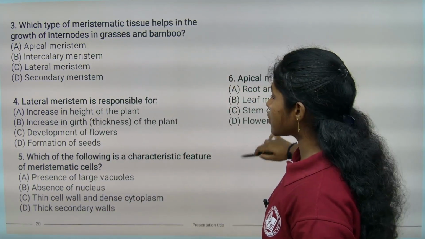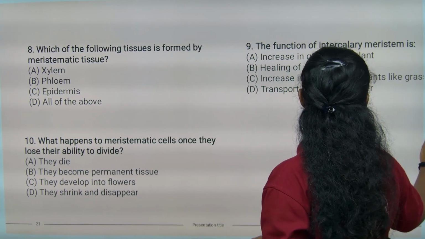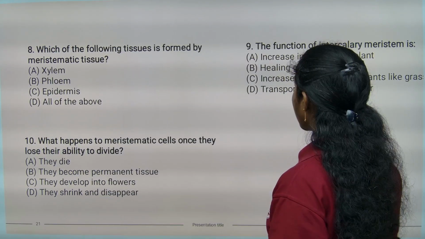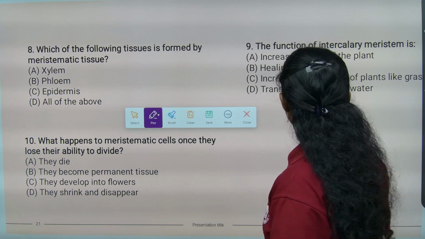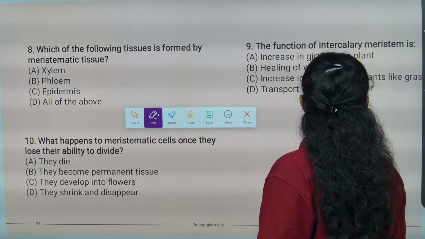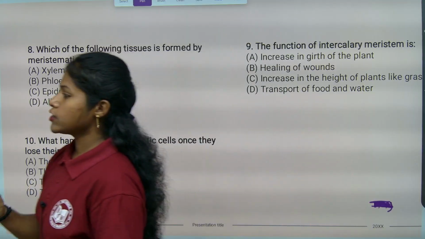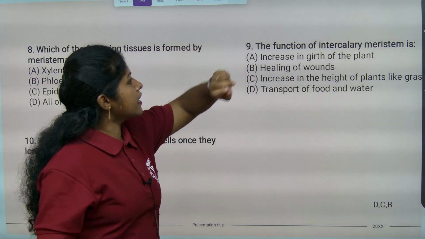Coming to the next questions, quickly take the screenshot, children. I will solve these questions in the next class. Please answer in the comment section, children. I will discuss in the next class. So quickly take the screenshot of this. We will discuss it in the next class, children.